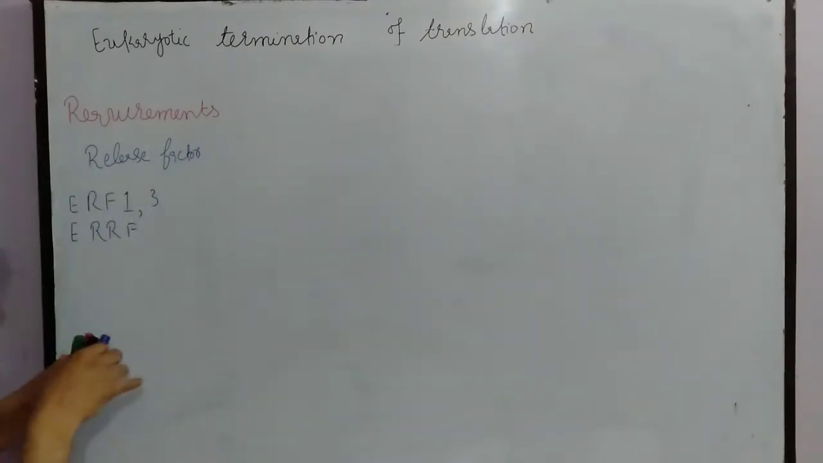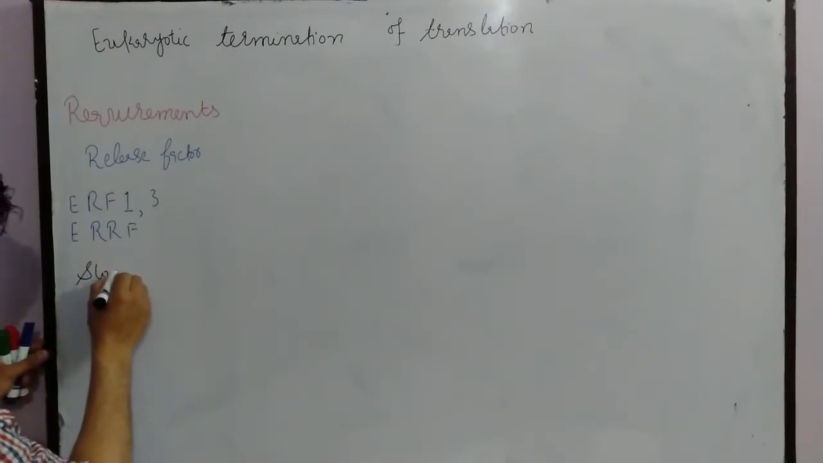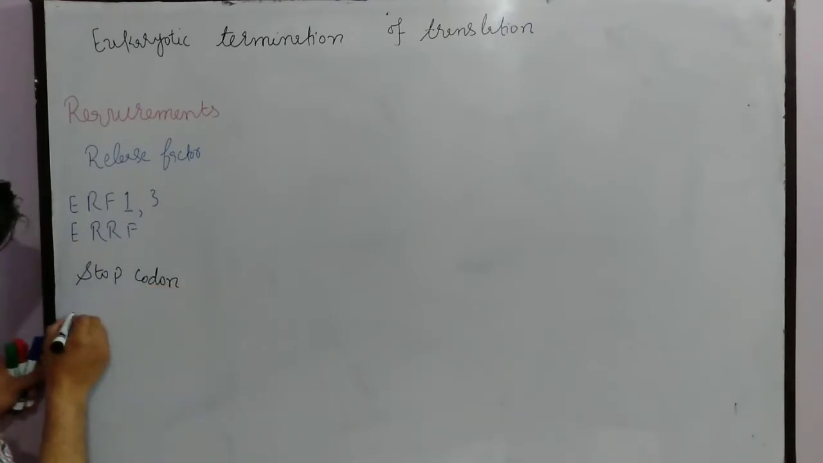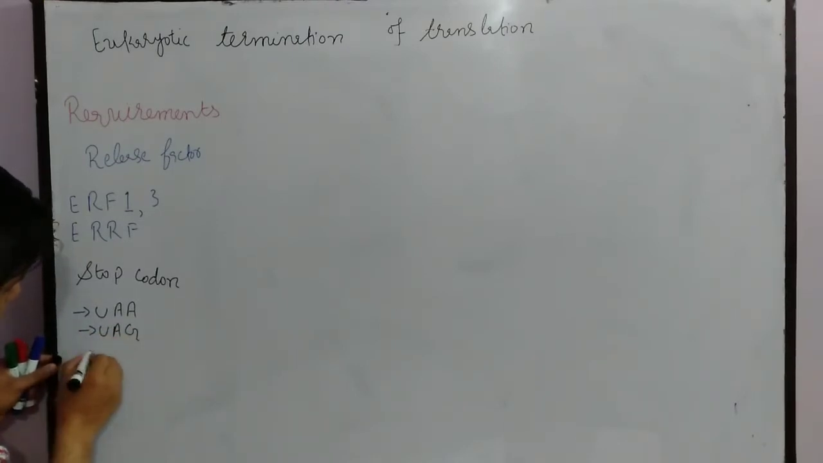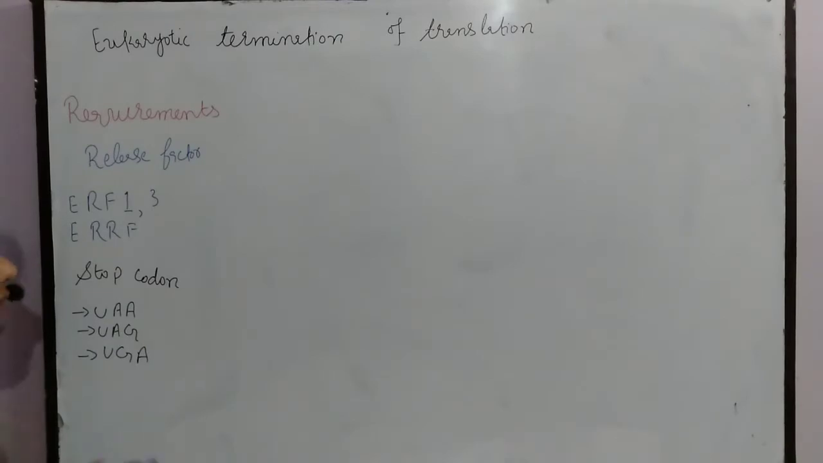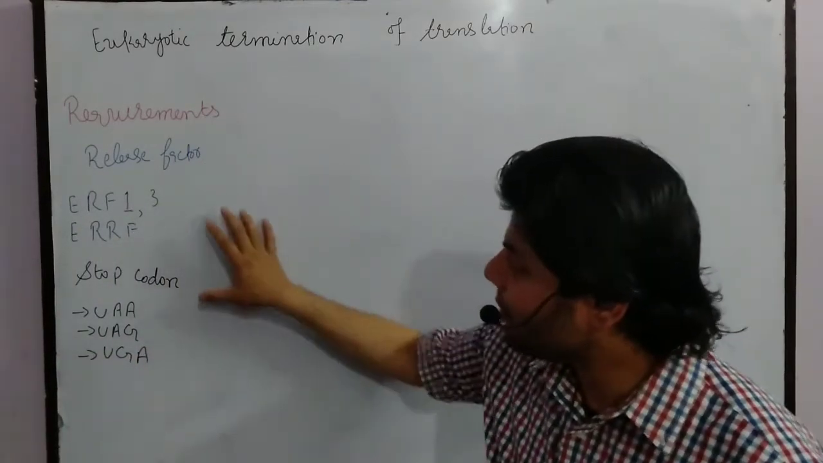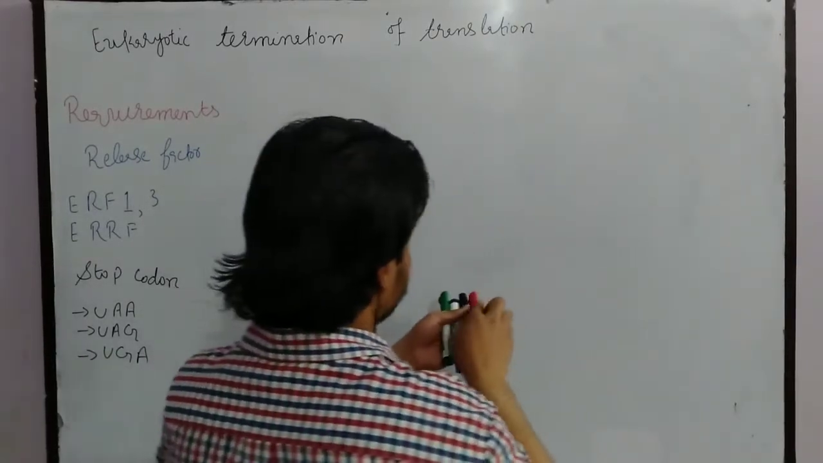But moreover we also require the stop codon, like UAA, UAG, and UGA. So these are the stop codons. These are the main things that we require. So now let's talk about the steps.